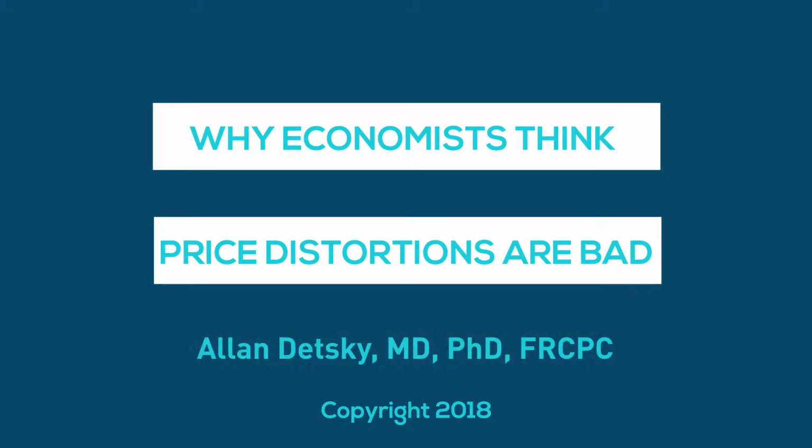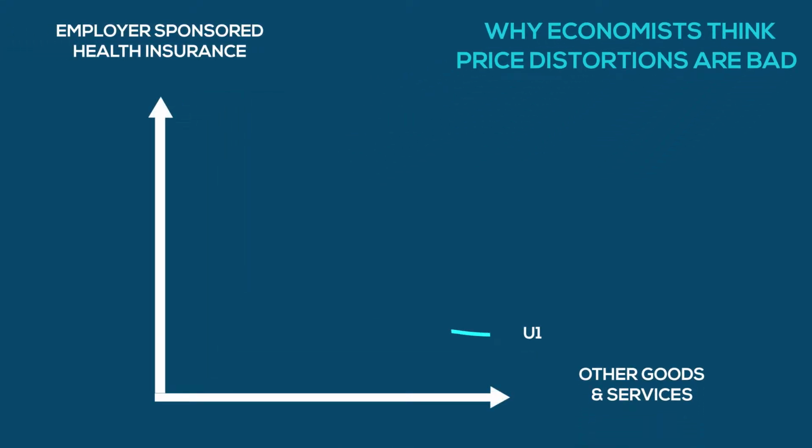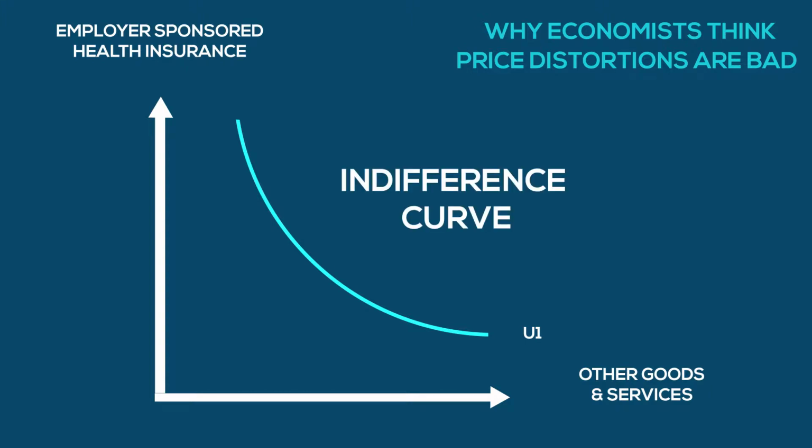Why economists think price distortions are bad. The points on this curve represent combinations of employer-sponsored health insurance and other goods and services that make the consumer equally happy. Hence, they are called indifference curves.